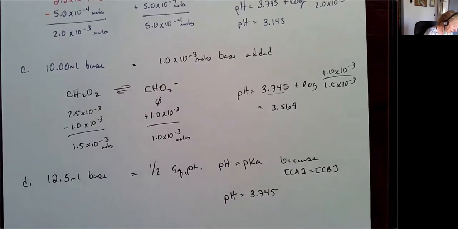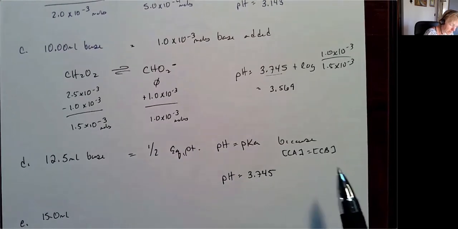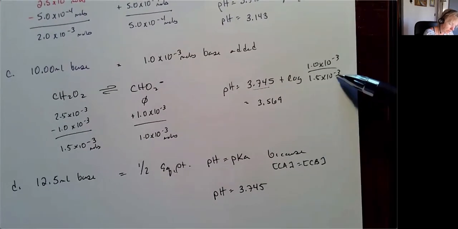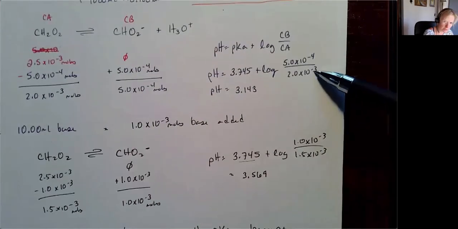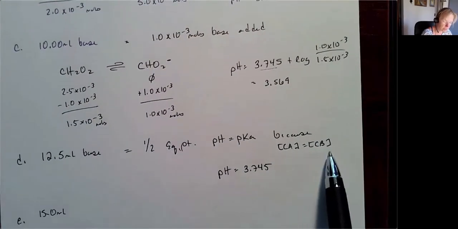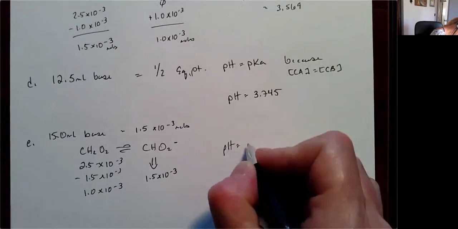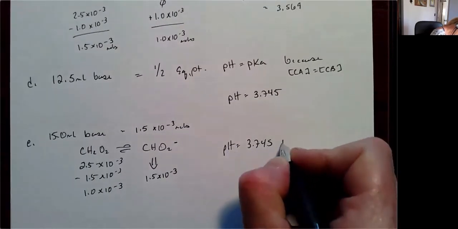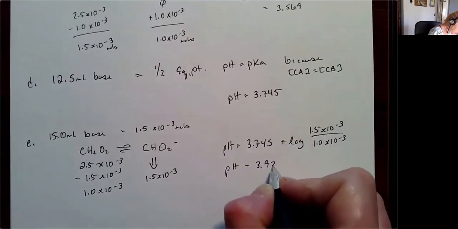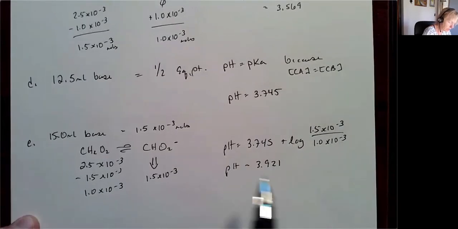E, I was looking at 15 milliliters. So at 15 milliliters, I'm going to have a scenario where I have more base than acid. So here they're equal. Here I still had more acid than base. Here I definitely had more acid than base. So here I'm going past the half equivalence point. So now I'm starting to have more conjugate base than I have conjugate acid. And my pH is 3.745 plus the log, and then this is going to give me a pH of 3.921. So you can see that my pH is going up. I'm close to the equivalence point.